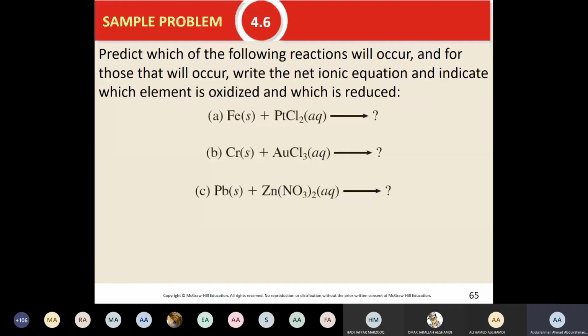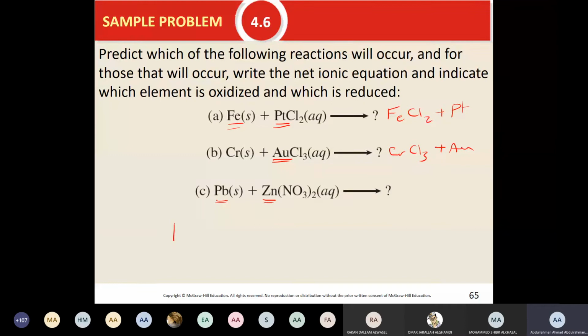So very quickly, is the first reaction going to take place or not? It will take place. Why? Platinum is very inactive and iron is higher. So yes, it will take place. What's the product? FeCl2 plus platinum. Good. How about this one? Gold. It will take place. Product: CrCl3 plus Au.